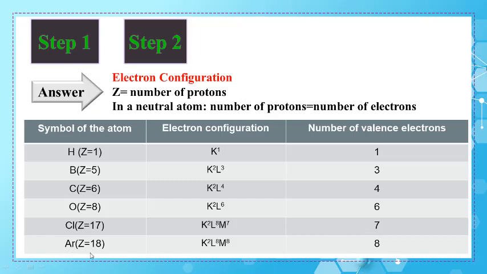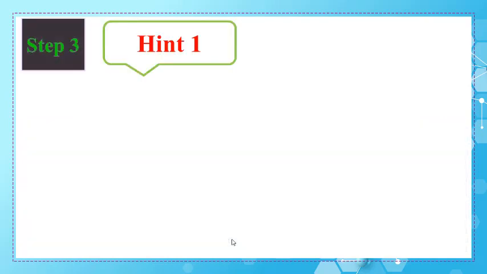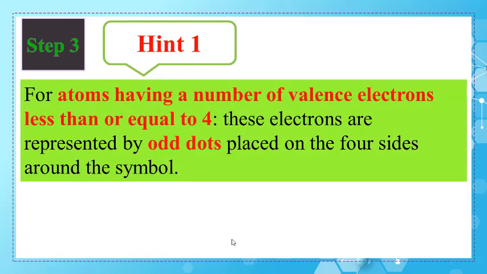For argon having Z equals 18, the electron configuration will be K2L8M8, and the number of valence electrons will be 8. In step 3, we have 2 hints. Hint 1. For atoms having a number of valence electrons less than or equal to 4, these electrons are represented by odd dots placed on the 4 sides around the symbol.